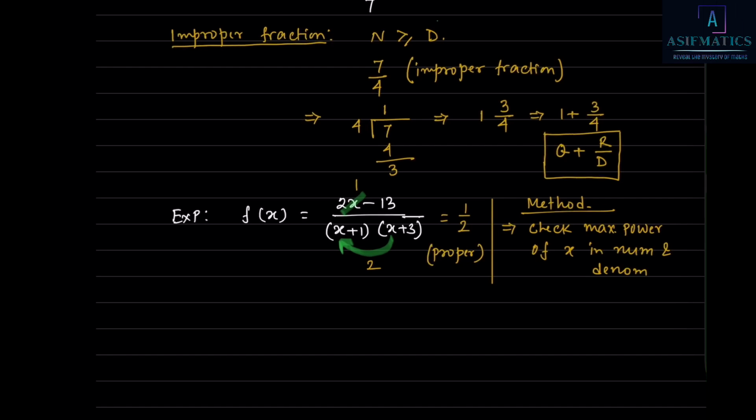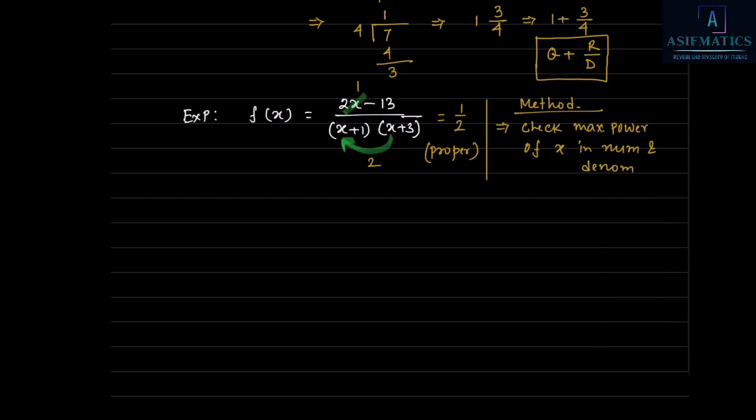So this is one check you need to do before you start a partial fraction, that whether the fraction given is a proper fraction or an improper fraction. And how do you do that? Just see the value of maximum power of x in numerator and denominator.